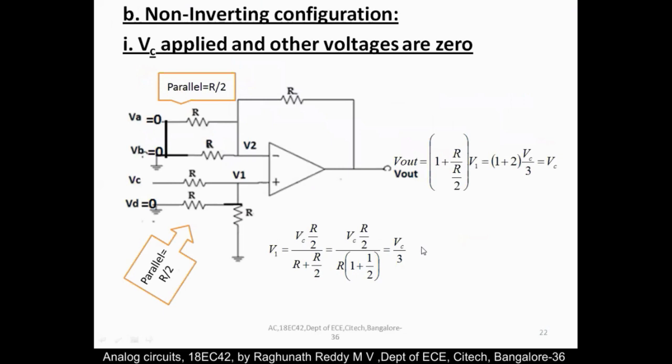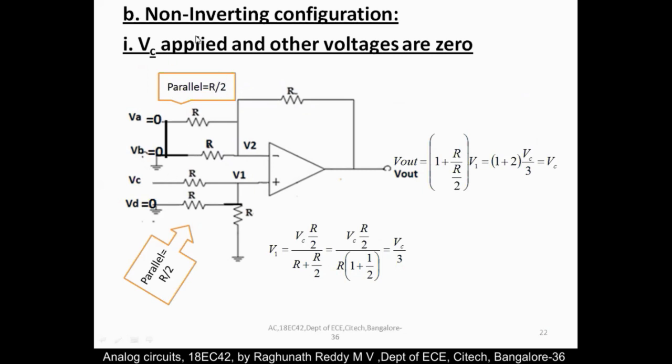Next, the non-inverting configuration means VC and VD are applied to the non-inverting input terminal of the op-amp. Meanwhile, the inverting terminal voltages VA and VB are made 0 or grounded. Once these two voltages are made 0, these two resistances are connected in parallel, so the resultant value is R by 2. Now RF is R, R1 is R by 2.